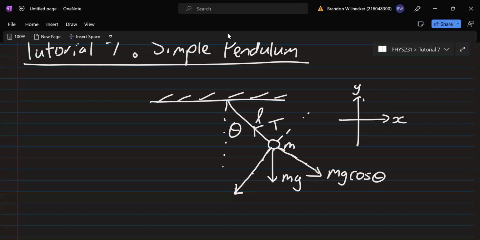The other one here is going to be minus mg sine theta. The minus is because we're moving in the minus theta direction. If we go from this current angle down to the vertical, theta gets smaller. And if we move upwards towards the ceiling, theta gets bigger, so that's the positive theta direction.